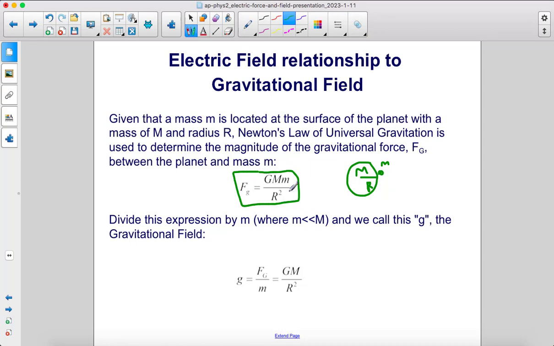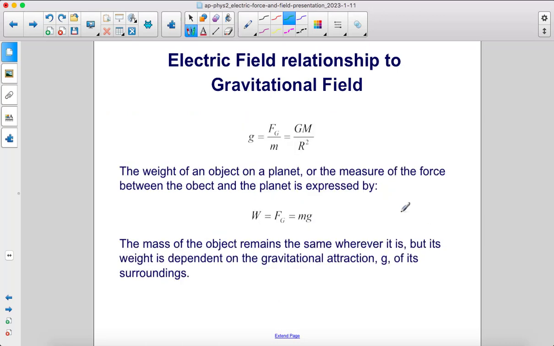Divide this expression by little m, and we're making the assumption that little m is much, much smaller than big M, the mass of the planet, and we get g, the gravitational field. So you just take the gravitational force, divide it by the small mass, and we get an equation for the gravitational field created by that planet.